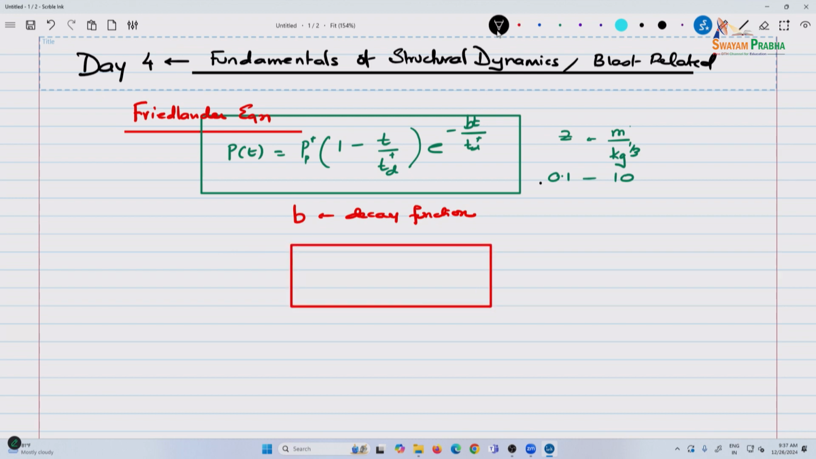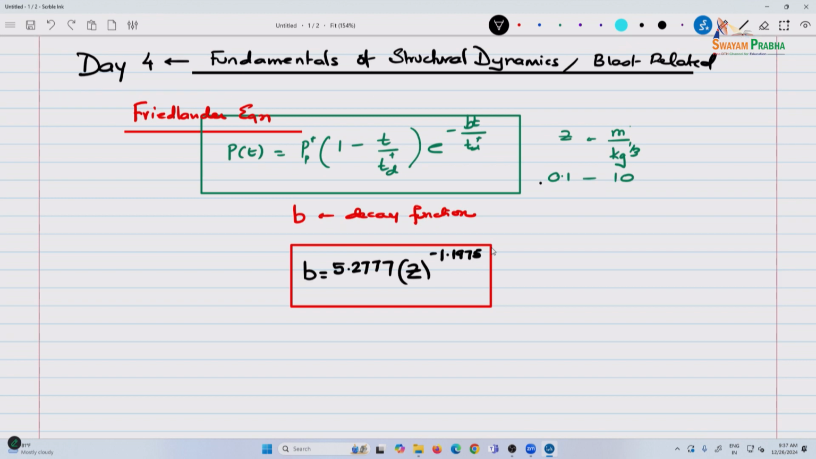and this is where I was talking about, you might question why it goes into so many decimals. So this is 5.27 Z power minus 1.1975. So this is one example of a decay function.